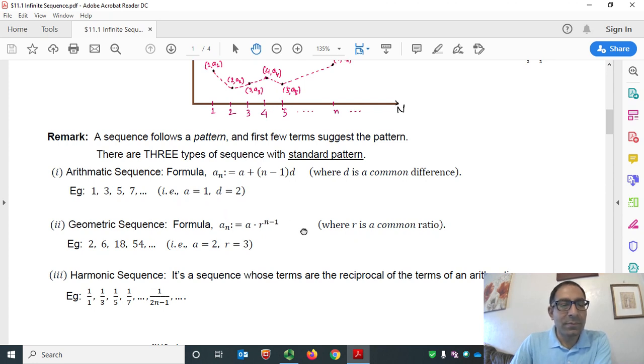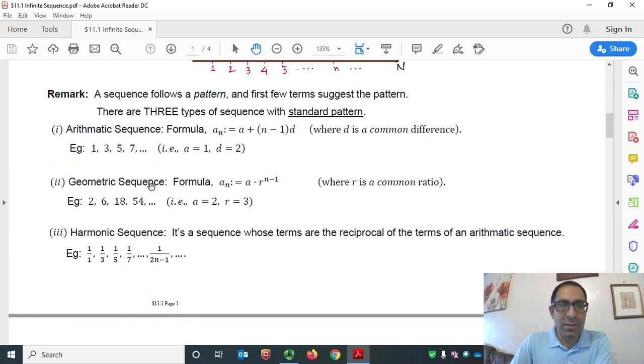In a geometric sequence, the formula to find the nth term is first term times the common ratio r to the power n minus 1. This r is the common ratio, which is the ratio of consecutive terms. For example, here 6 over 2 is 3, 18 over 6 is 3, 54 over 18 is 3, and so on.